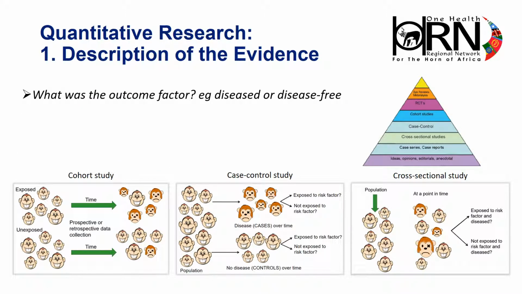What was the outcome factor? This should be clearly stated. Some studies will have more than one outcome of interest. Multiple outcomes may lead to multiple statistical tests being performed, which increases the risk of type 1 errors.